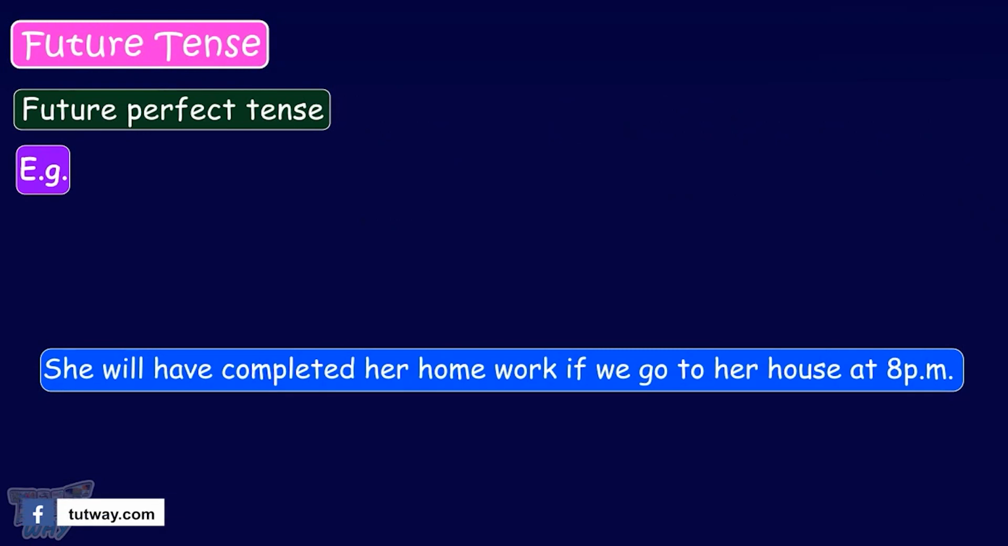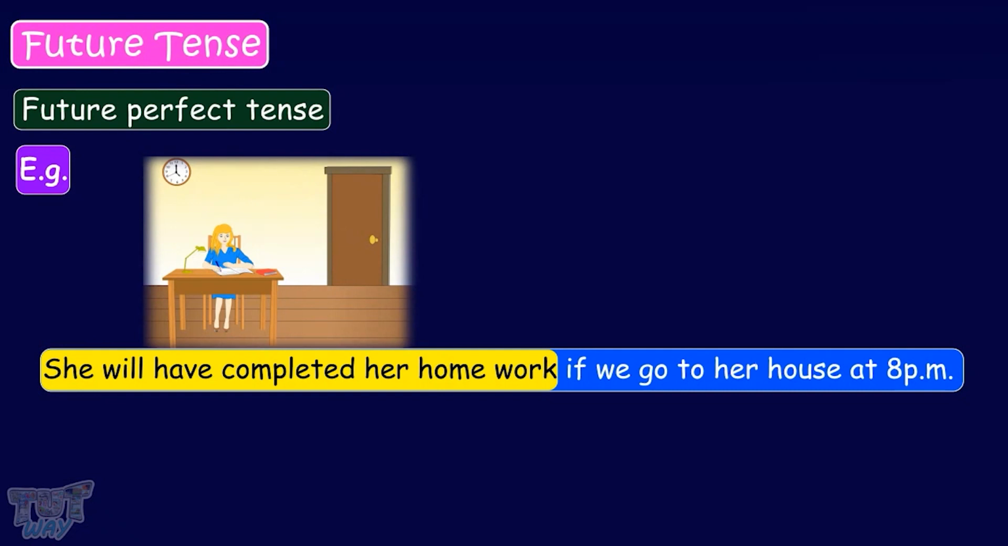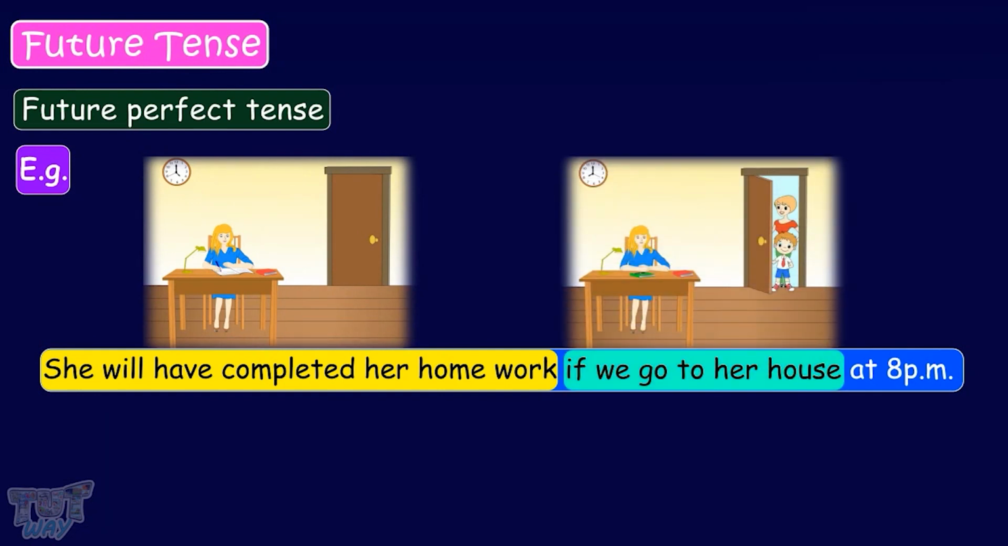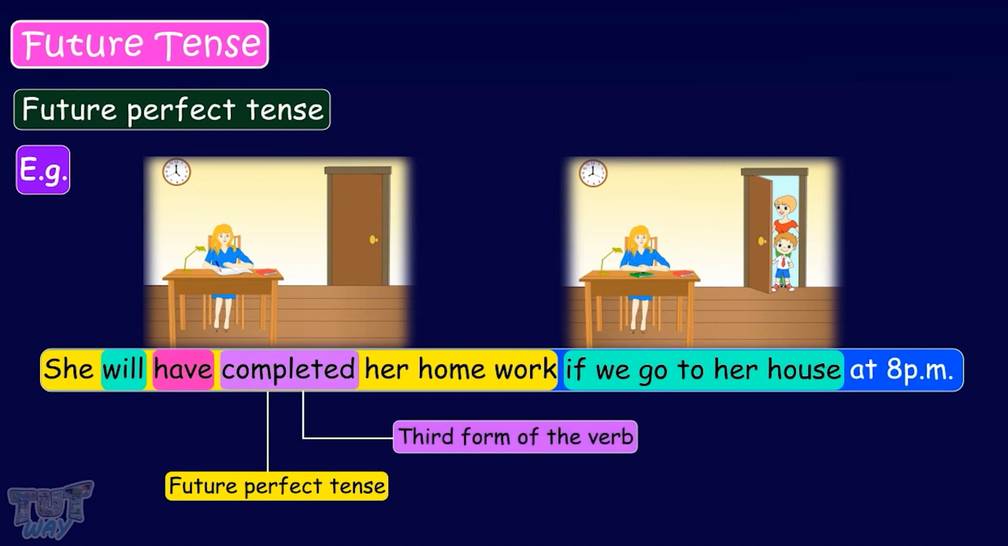So we are talking about two things that will happen in the future. One is, she will have completed her homework. And the other is, if we go to her house. The first thing that will happen in the future is expressed in future perfect tense. She will have completed her homework. This part is future perfect tense, which is formed using will, have, and the third form of the verb, complete.